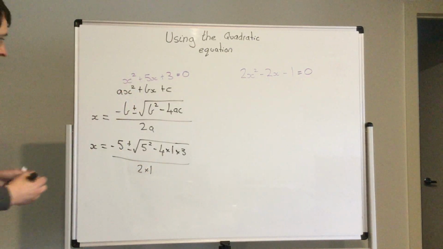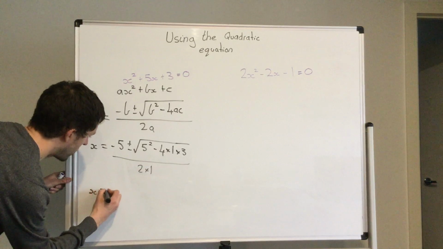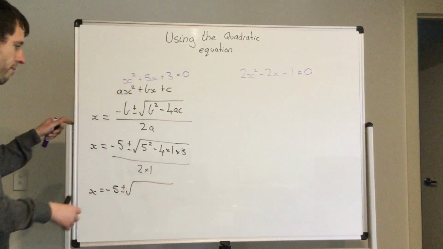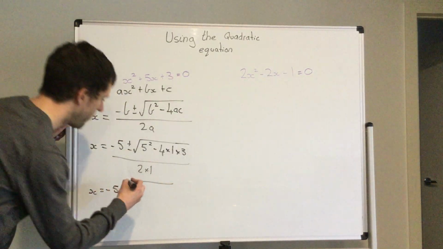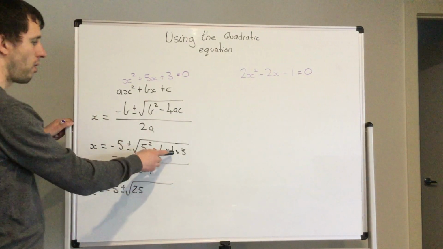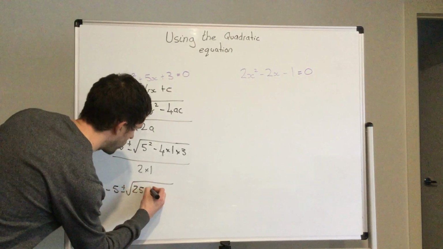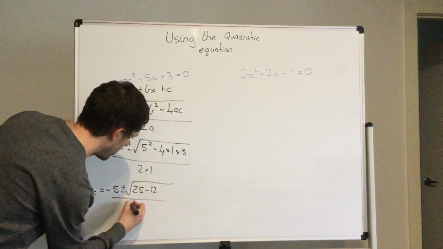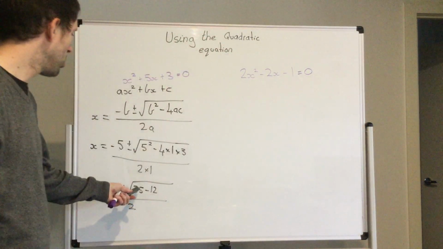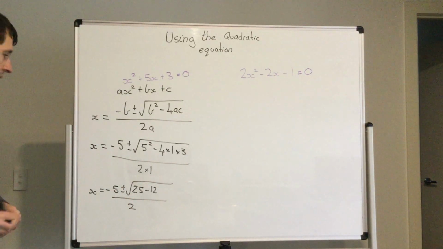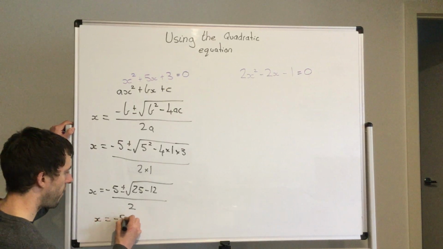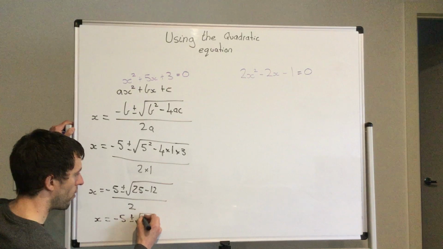And we can just simplify now. So x equals negative 5 plus or minus the square root of 5 squared is 25. 4 times 1 is 4. 4 times 3 is 12, minus 12, over 2. Now, next thing I'm going to be thinking about is 25 take 12, that equals 13.